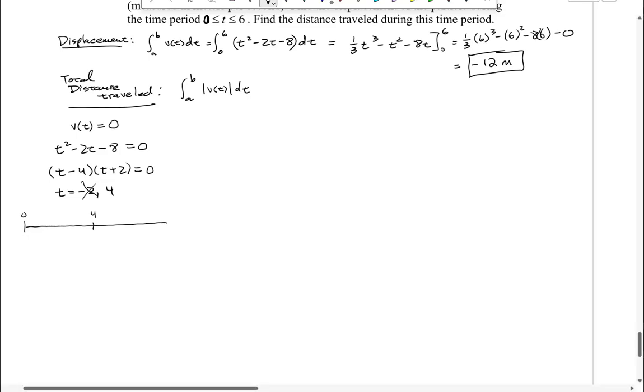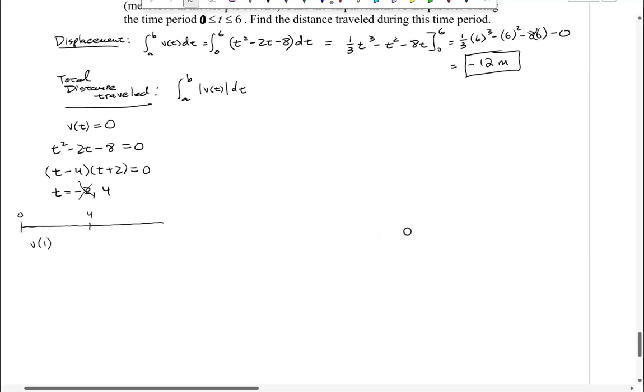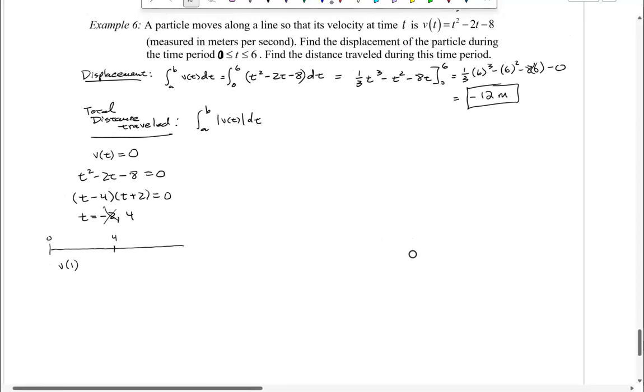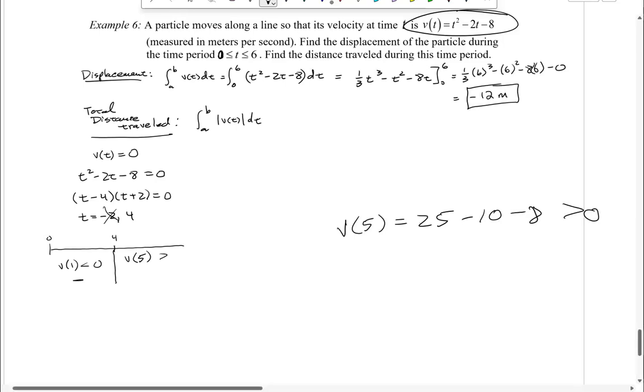And if we plug in, say, 1 into the velocity function, v of 1, I get 1 minus 2 minus 8. That's going to be negative, so that's less than 0. And if I plug in 5, v of 5 is going to be 5 squared minus 2 times 5 minus 8. That's greater than 0. So now I know where the velocity is negative and where it is positive.